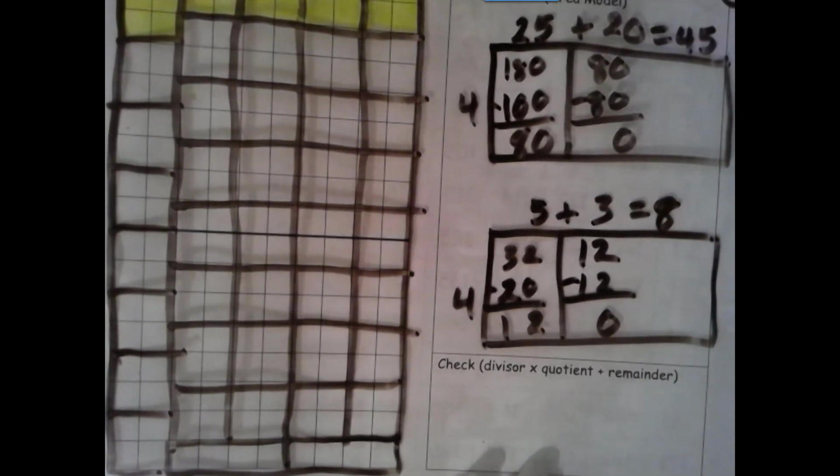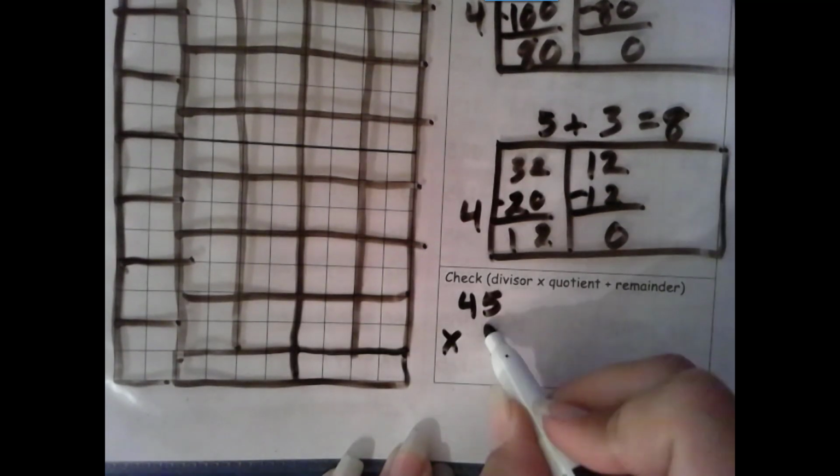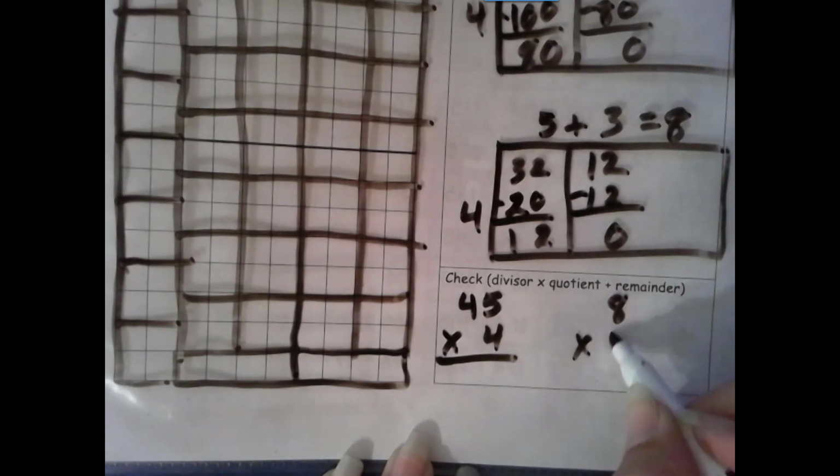Okay, now I still need to check using my inverse operation. Divisor times quotient plus remainder. Since my remainder is 0 for both, and the identity property of addition says when you add 0 it stays the same, I don't need to actually add the 0.